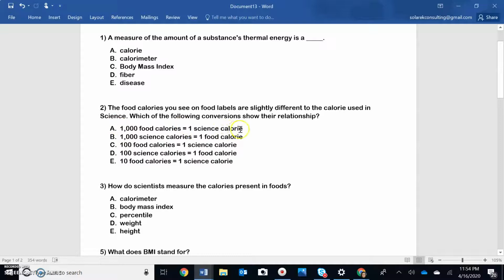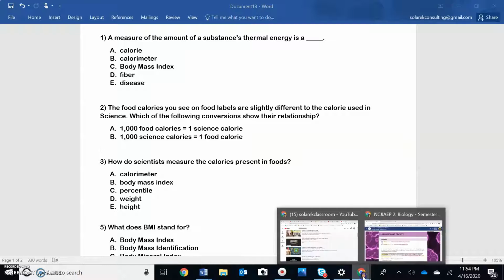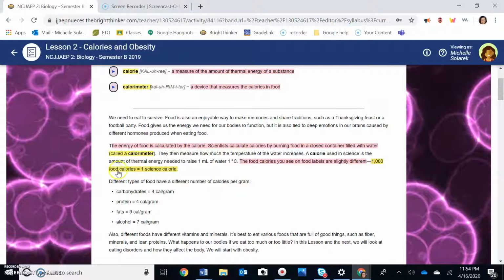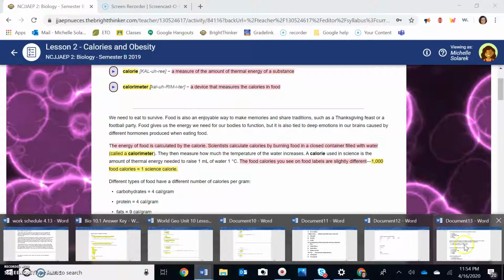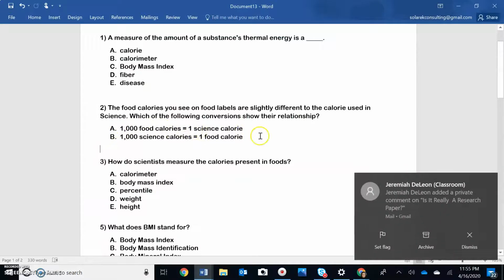1,000 food calories to 1 science calorie, or was it 1,000 science calories to 1? I feel like we should take all those out because we need to figure out, was it the food? Which was the 1,000? The food calories or the science calories? Let's go back and take a look. Here we go. 1,000 food calories equals 1 science calorie. So the 1,000 was the food calories. Okay, back to the question. So it was the food calorie.